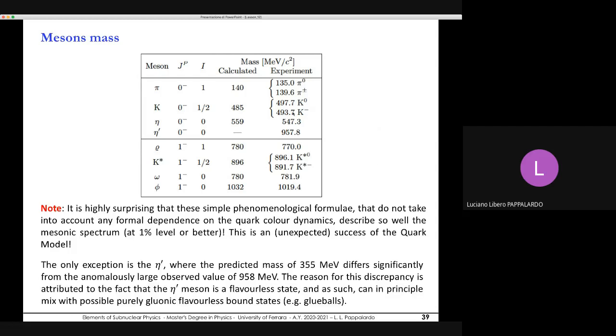There is only one exception here, that is the eta prime, which is not reported here. The predicted value is quite a bit smaller, 355 MeV, to be compared with almost 1 GeV. Okay, so this differs significantly from the anomalously large observed value. And the reason for this discrepancy is attributed to the fact that the eta prime is a flavorless state, and as such, it can in principle mix with the purely gluonic objects that are called glueballs. So from the QCD point of view, the structure of the eta prime can be much more complicated than other mesons. And this is why, in this case, the simple quark model fails.